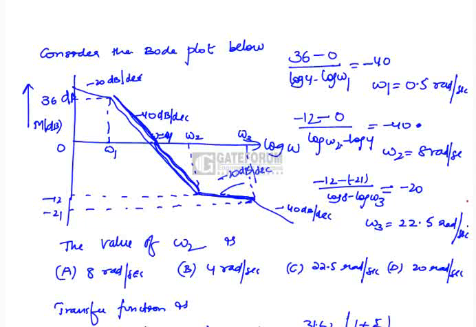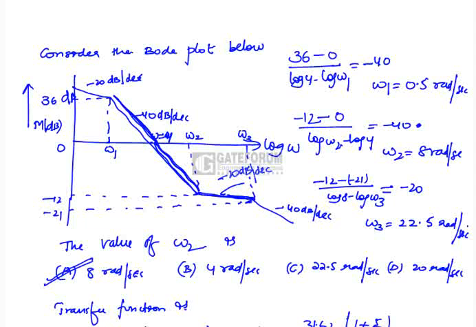Now look at the first question here. This is also a linked question. The value of omega 2 is 8 radians per second, option A. Now if you see here, this is a linked question about the transfer function. Next we have to find the transfer function.